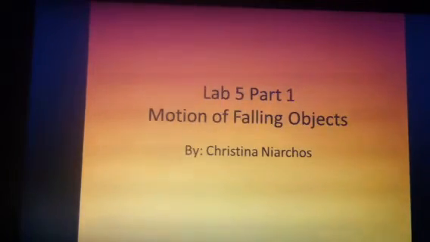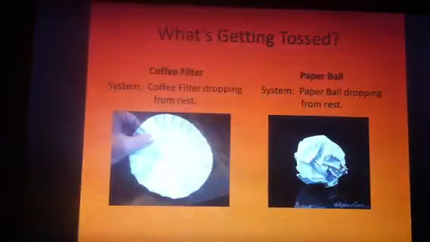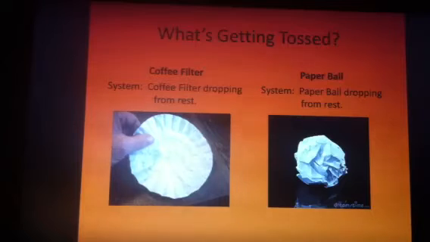This week we were required to drop two objects, one that drops rapidly and one that drops slowly, from some height, and observe the motion of the two falling objects. I chose to use a coffee filter for my slow object and a crumpled paper ball for my fast object.